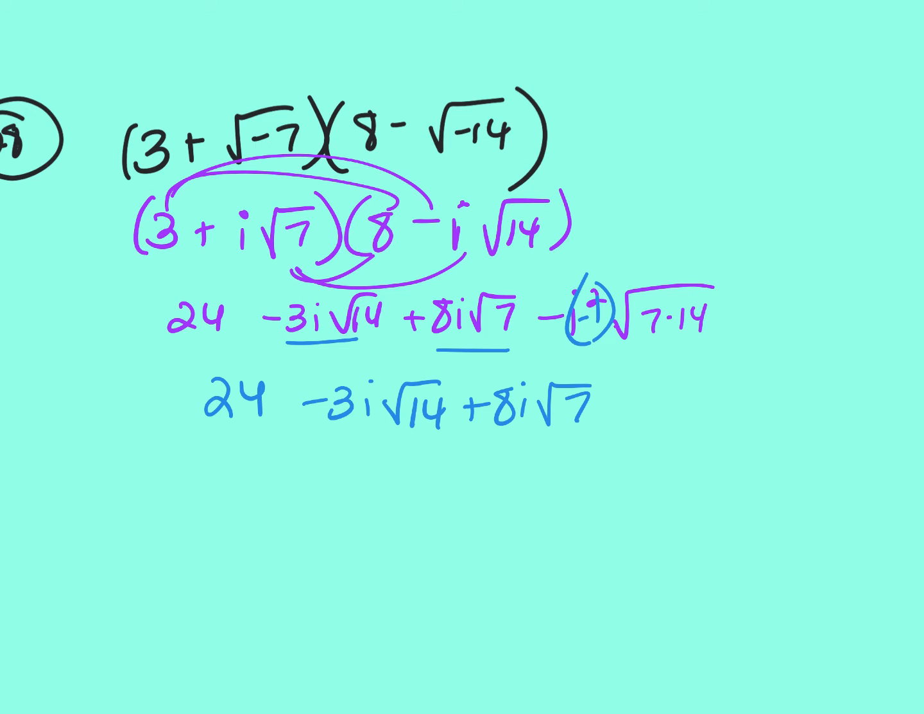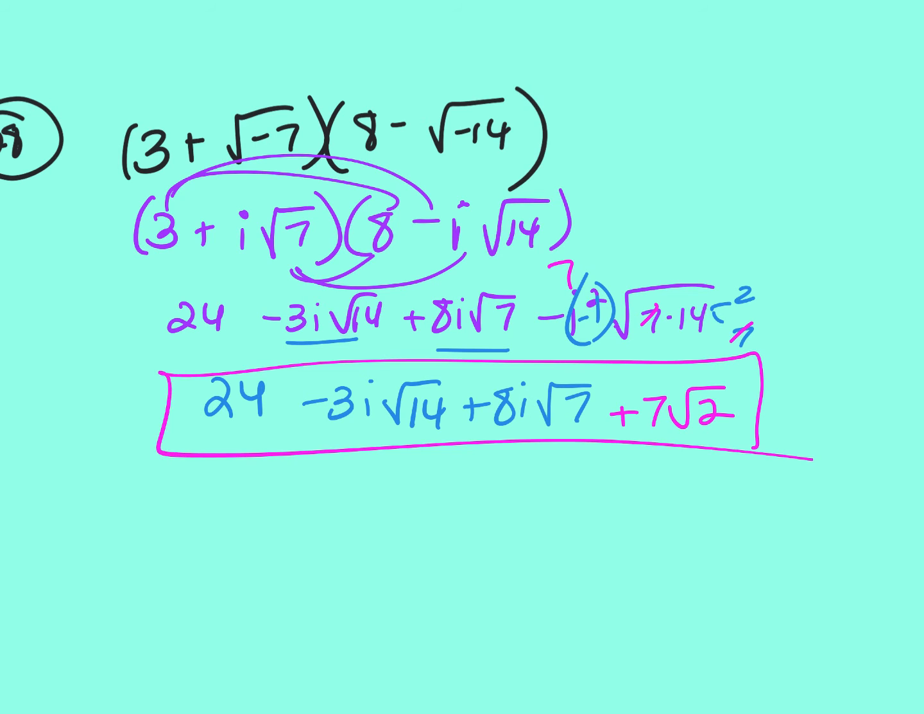This becomes negative 1, but this breaks down to 2 and 7, which means I can bring out a 7. So now I've got negative 7 times negative 1, which is plus 7 square root 2. And then it literally stays that whole thing. Actually, standard form will put the i's at the end.